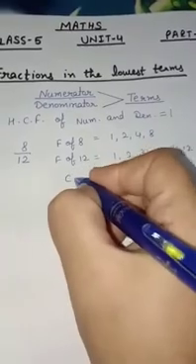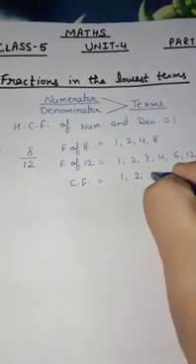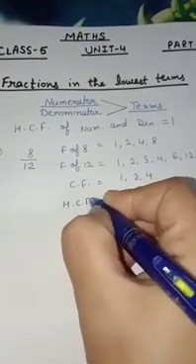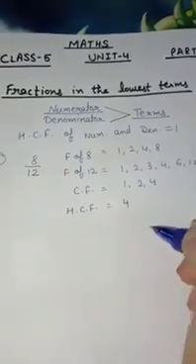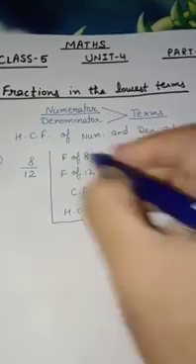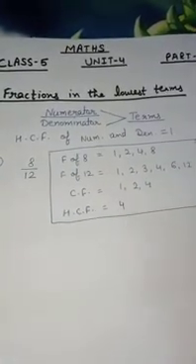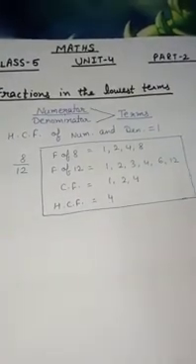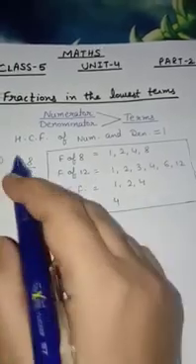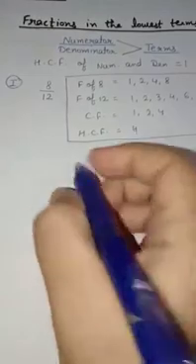What are the common factors here? They are 1, 2 and 4. We can find the highest common factor also, and this is 4. We did all this calculation to find the highest common factor, and this is meant for rough work only. No need to show it here. When we have the highest common factor of the numerator and denominator, what is the next step?